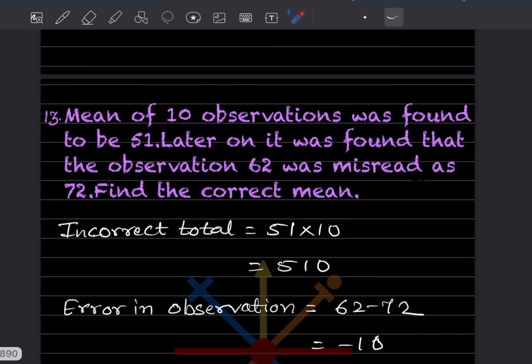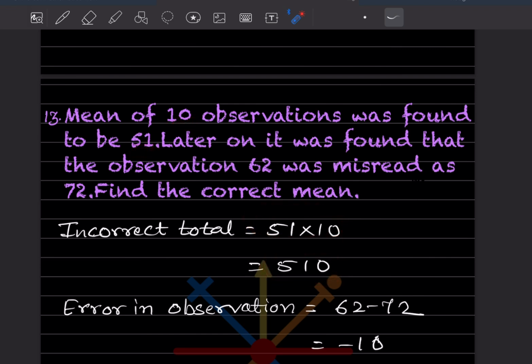The mean of 10 observations was found to be 51. Later on, it was found that the observation 62 was misread as 72. Find the correct mean. So what is the incorrect total? That is 51 into the number of observations, 10. So 51 into 10 will be 510.